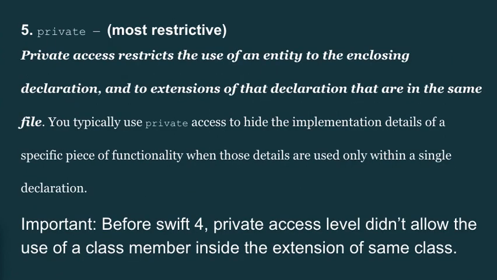Number five, private, most restrictive. Private access restricts the use of an entity to the enclosing declaration and to extensions of that declaration that are in the same file. You typically use private access to hide the implementation details of a specific piece of functionality when those details are used only within a single declaration. Important: before Swift 4, the private access label didn't allow the use of a class member inside an extension of the same class.